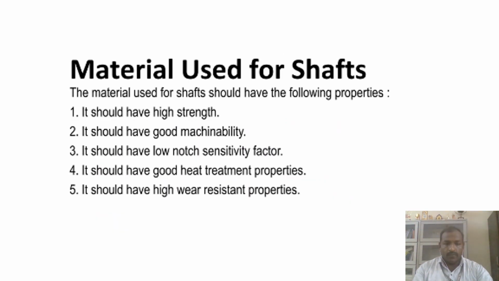The materials used for shaft. The materials used for shaft should have the following properties: it should have high strength, good machinability, low notch sensitivity factor, good heat treatment properties, and high wear resistant properties.